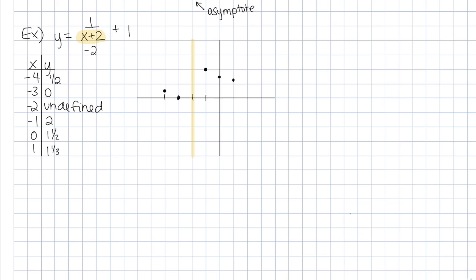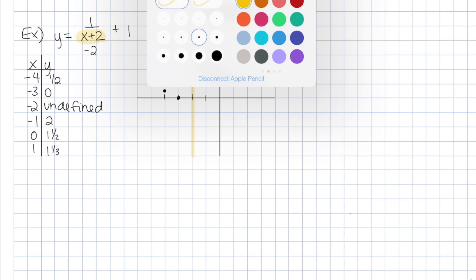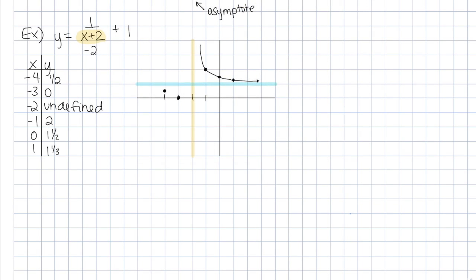Okay, so see how these points, they can't touch the asymptote, but they're going to taper out like this. So I have another asymptote right here, and let's color code this so that you can see the blue asymptote comes from this value right here. So this side of my graph cannot cross either of them, and it'll go like that. Okay, so we ended up with a vertical asymptote when x was -2.